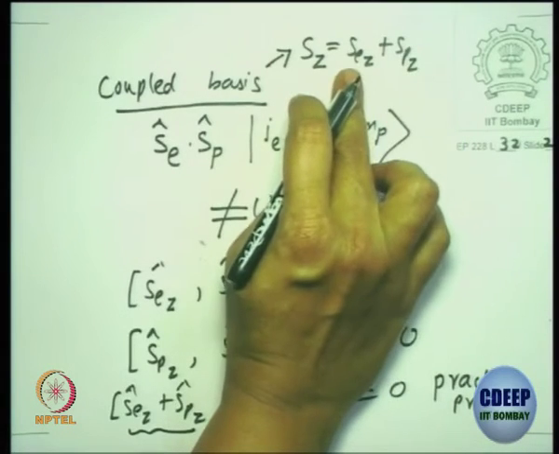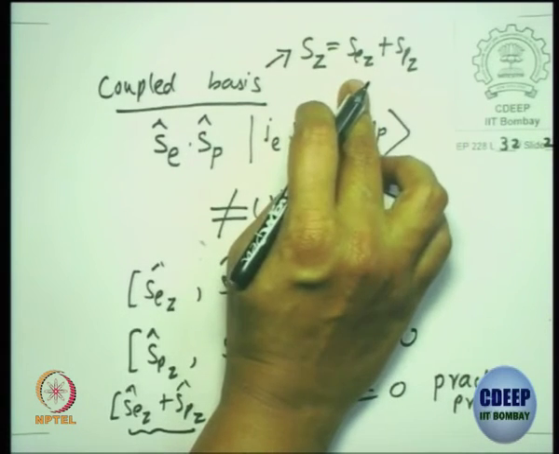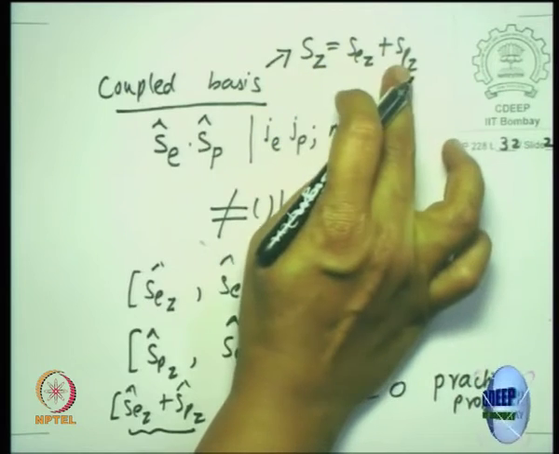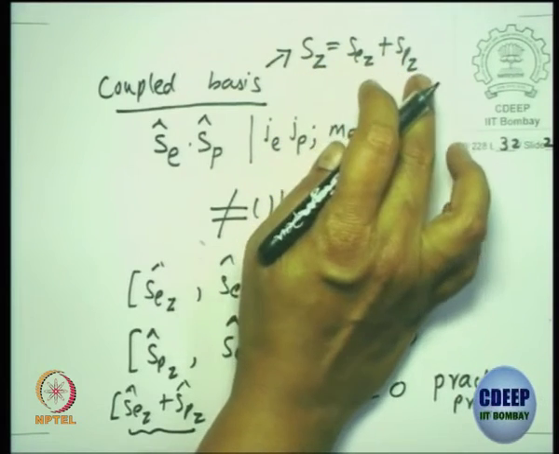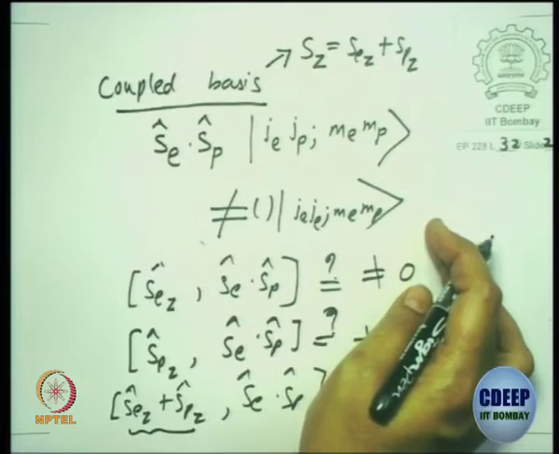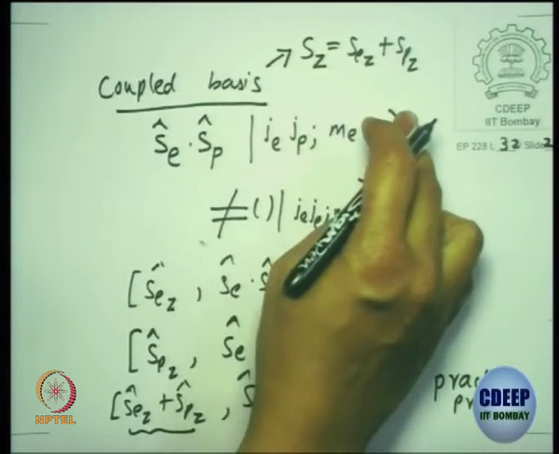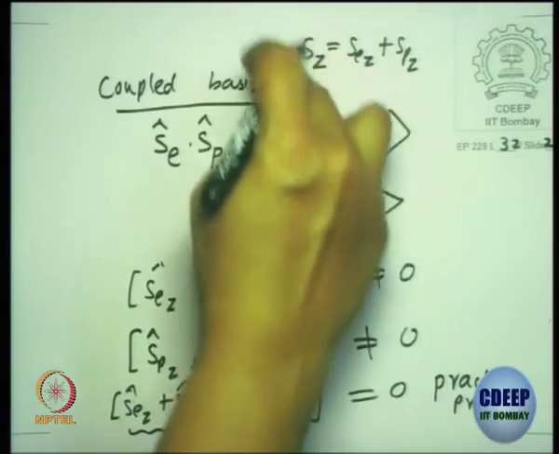It will operate on the electron state only, and it will be an identity operator on the proton state, and here it will be identity operator on the electron state and proton state it will operate. This you should remember. Even though it is not written, this side is on the coupled basis.